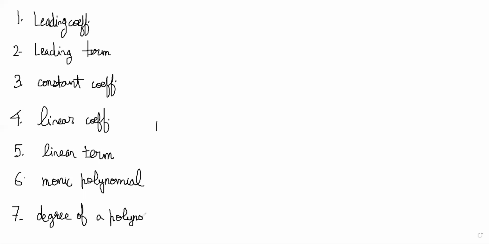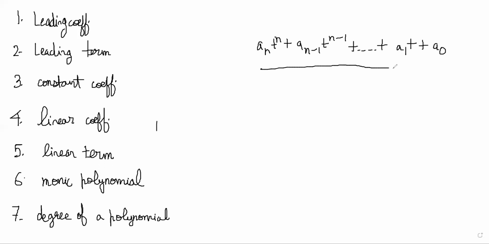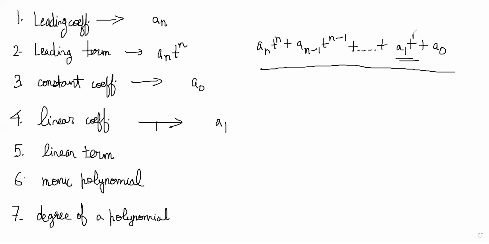Okay, so I will just write the general definition of a polynomial here. We have an t power n plus an minus 1 t power n minus 1 and so on till a1 t plus a naught, where an, an minus 1, a1, a naught are all constants, and this is my definition of a polynomial. So I'll just label the meaning of leading coefficient. Leading coefficient is basically an. Leading term will be your an t power n. Constant coefficient is obviously a naught. Linear coefficient is a1 because this term is the linear term, which has degree 1. Linear term is a1 t.